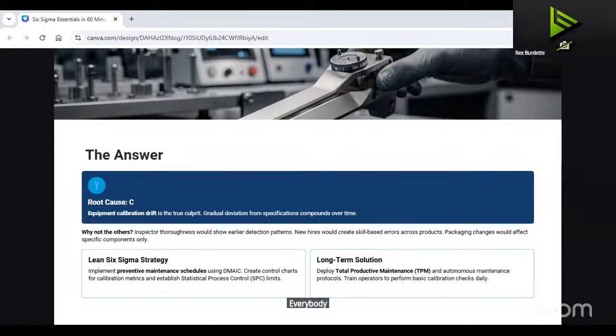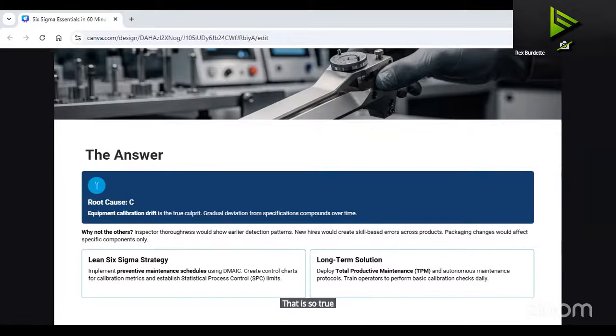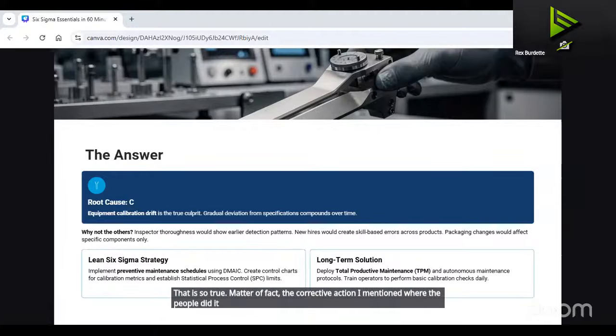Everybody okay with that? I see someone say, "Well, could we argue about it?" Yeah, absolutely. You will argue about it. Your team will never be unanimous, and there will be someone that will have this. I myself have this, and I see new hires in assembly hardly ever have high skills. That is so true. Matter of fact, the corrective action I mentioned, where the people did it 8 times in a row, that was their excuse. They used a new guy, and it's like, well, why do you keep using new people that don't know what they're doing in the process?